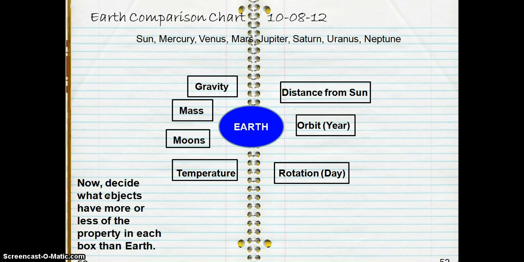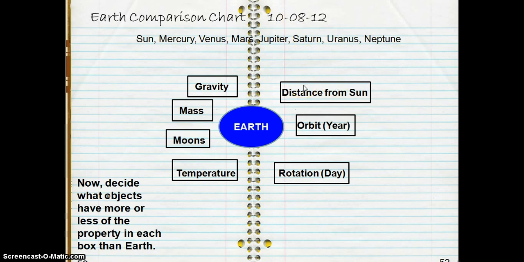Now we need to decide what objects, and again that is the objects we have written across the top of our page here, have more or less of each property in the box. So let's look first at distance from the sun. We will need to decide which objects have more distance, which is farther, or less distance, which is closer to the sun when we compare them with Earth.